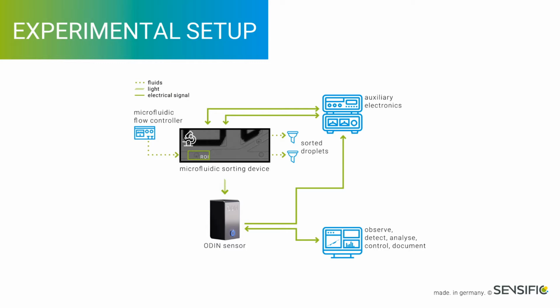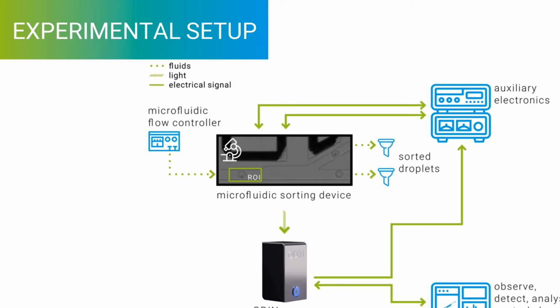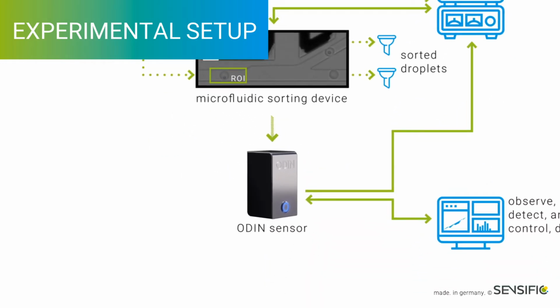This schematic shows all key components of our setup. Our microfluidic sorting chip is mounted on a common microscope and consists of a white junction and electrodes. ODIN is connected to the camera port of the microscope.